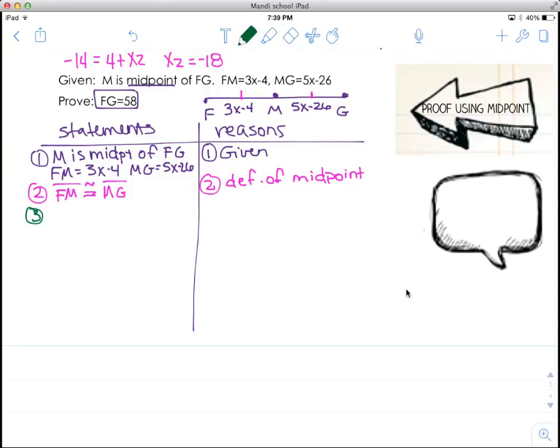Now, in order to prove that FG equals 58, we have to make that congruent sign turn into an equal sign. Well, we know that if something is congruent, their measures are equal. So if we just remove that line from the top, we can say that the measure of FM is equal to the measure of MG, and that is by the definition of congruence. We use that a lot to go from congruent to equal or from equal to congruent.